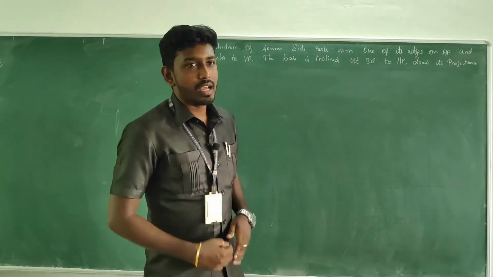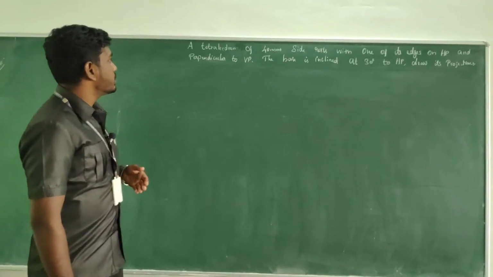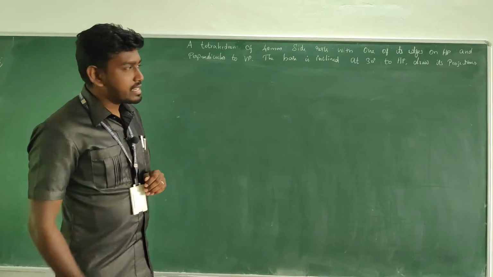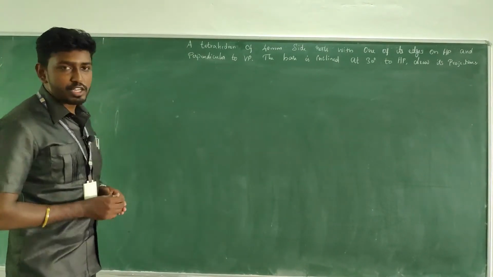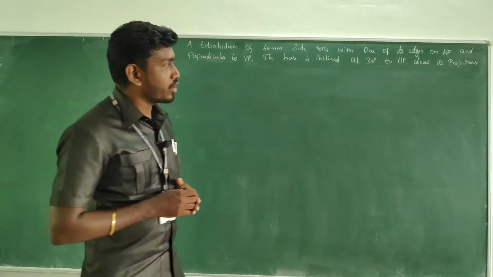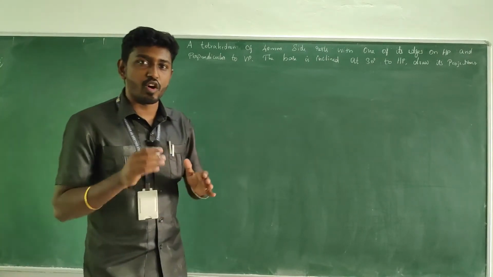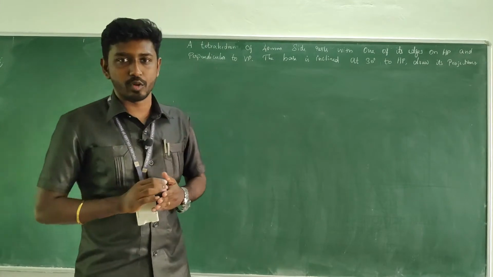Welcome, all students. Again I come up with a question from projection of solids. The question is: a tetrahedron of 40 mm side rests with one of its edges on HP and perpendicular to VP. The base is inclined at 30 degrees to HP. Draw its projection. So this is the given question, for which we are going to get the projections of the final front view and final top view.